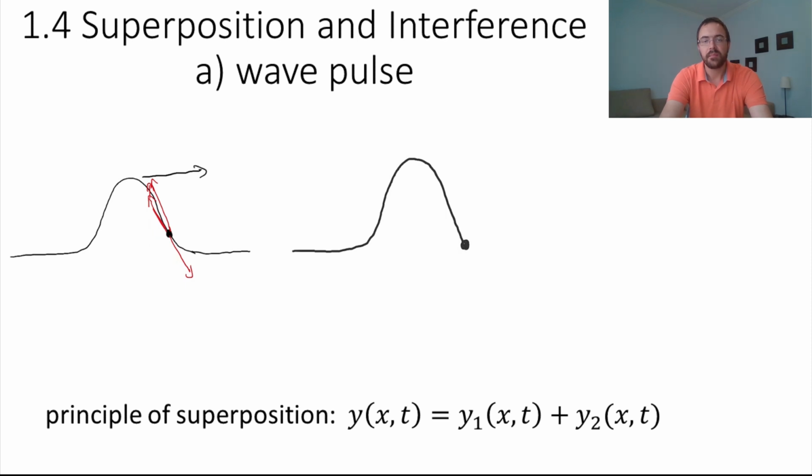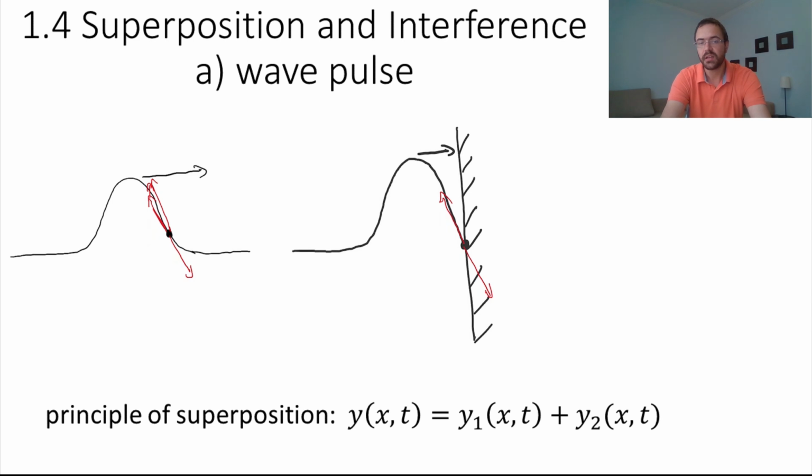Now let's look at what happens when the pulse arrives at a fixed end. For example, just imagine that the string is attached to a wall. Now the string is trying to pull the wall upward, but in response, the wall is pulling the string downward. And this is your action-reaction principle. No matter how much the string is pulling, the wall can respond with equal strength but opposite direction.